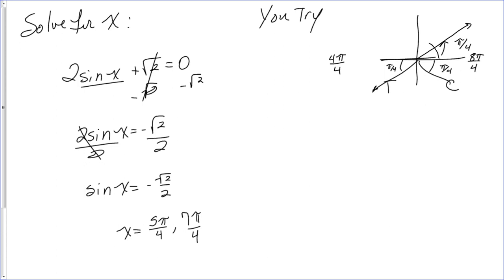This is starting at 0. We came around here and figured out this was 5 pi over 4. And then for the second one, we started here at 0 again, came all the way around, and figured out that that was 7 pi over 4.